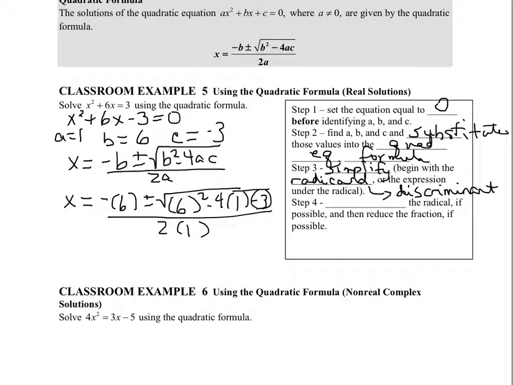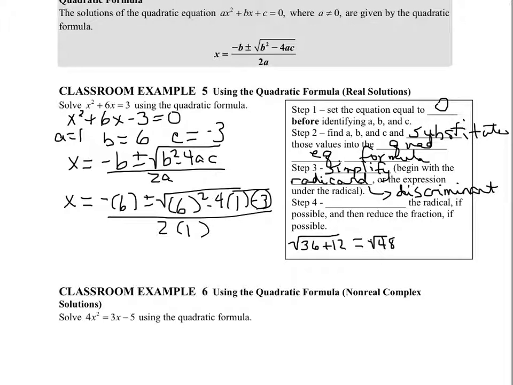If I square 6, I'm going to get 36. I'm going to come over here, and I'm going to fill this in. 36 minus 4 times 1 times negative 3 is plus 12. That means I've got the square root of 48 that I'm trying to clean up. Now, if you are comfortable with your calculator skills, you could actually put this in the calculator, but here's a word of caution.